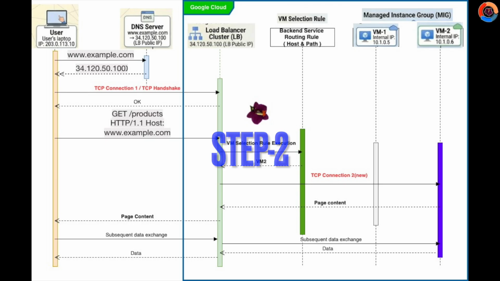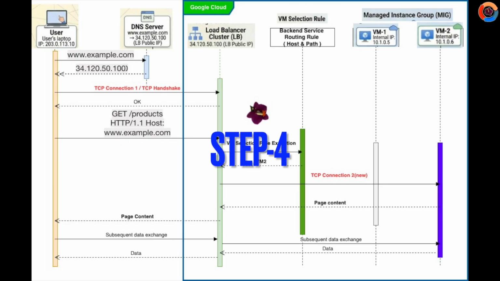Step 3. Sending the HTTP request. Once the connection is established, the browser sends an HTTP request. In our example, the request is GET /products. The host header contains www.example.com. These two pieces of information, the host header and the URL path, are extremely important because they are used by the load balancer's routing rules.